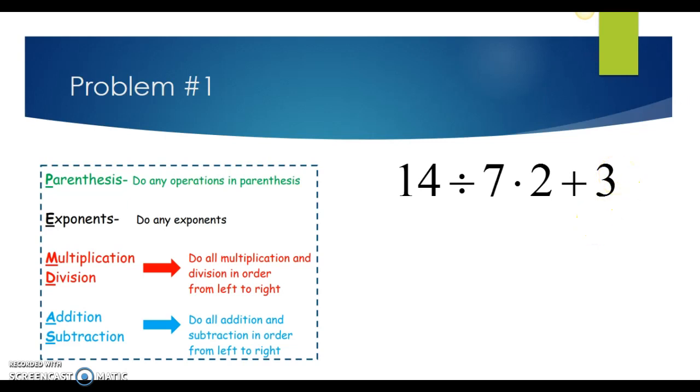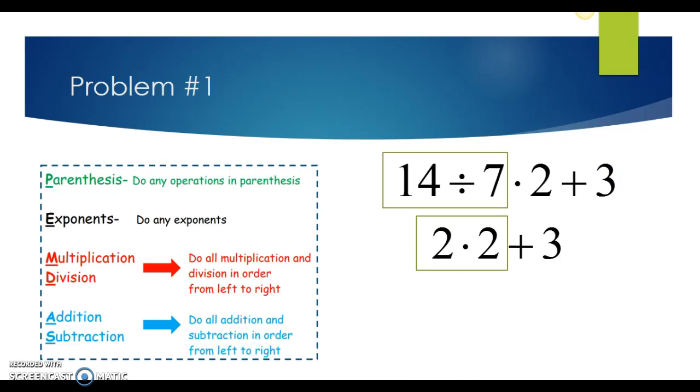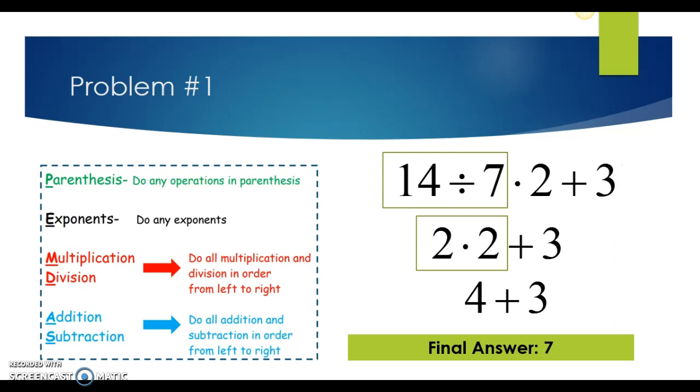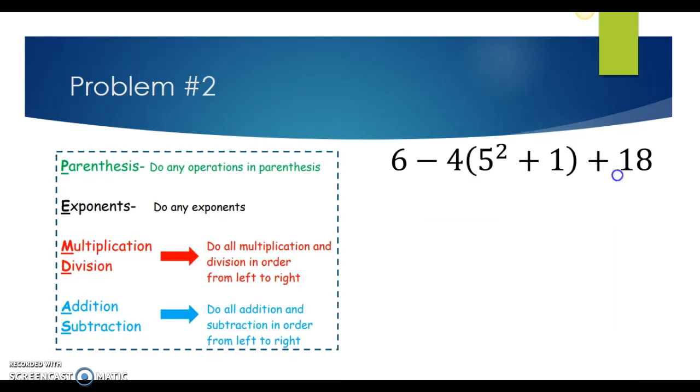As we look at the problem from left to right, we actually see that division comes first. So that's the first operation that we will perform. 14 divided by 7 is 2. So now I have 2 times 2 plus 3. My next step will be to do the operation of multiplication. 2 times 2 is 4, so I have 4 plus 3. So my last step is addition, and I have a final answer of 7.